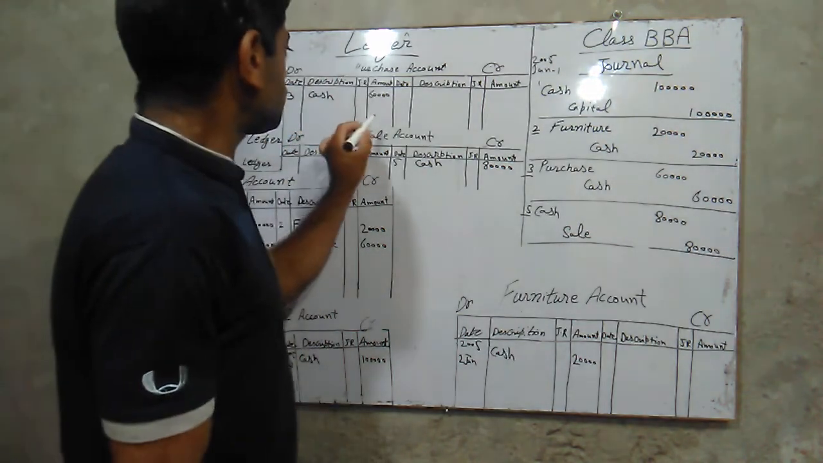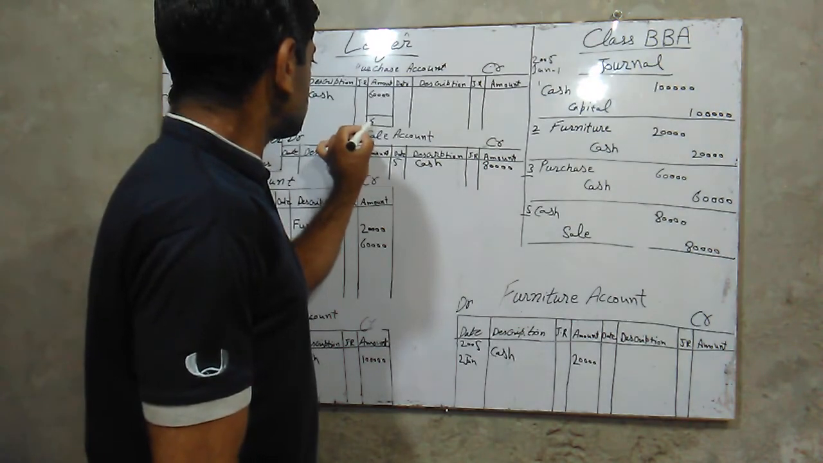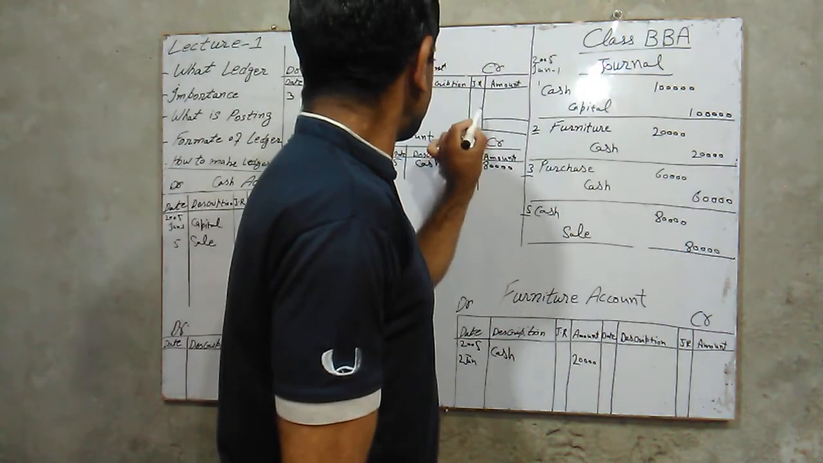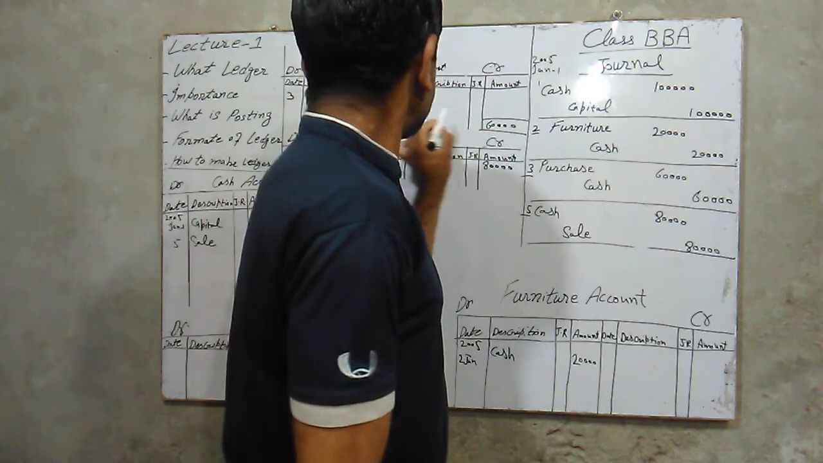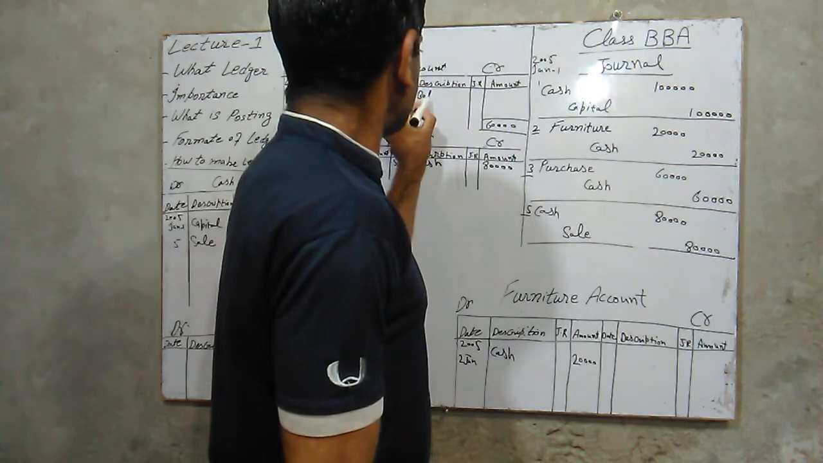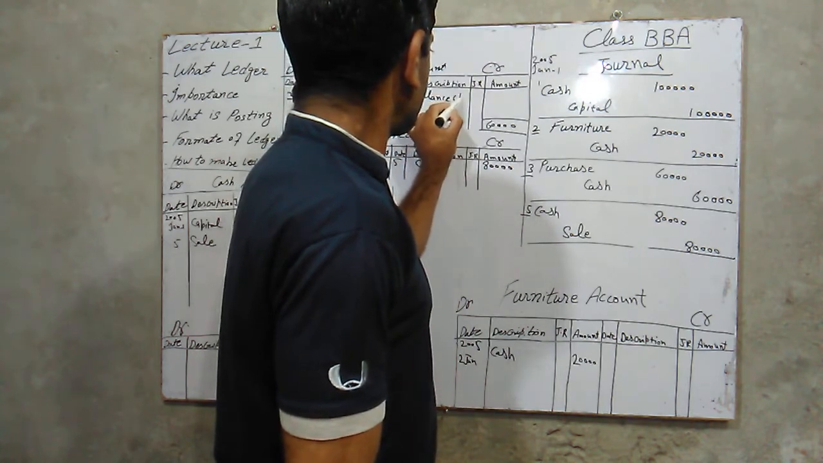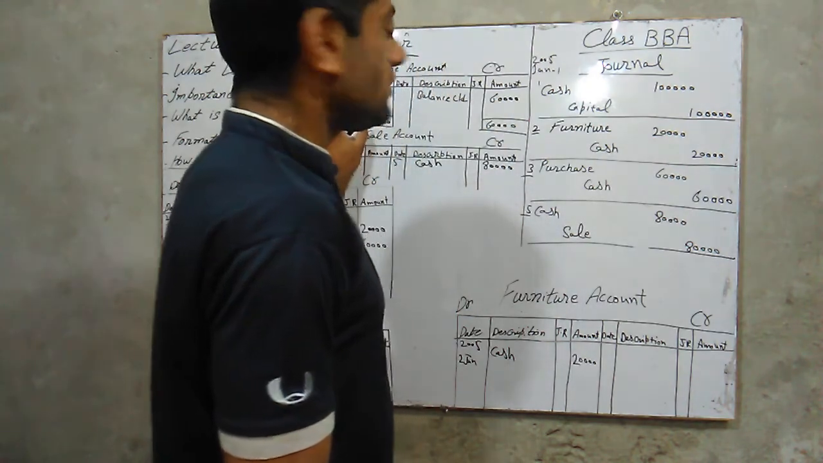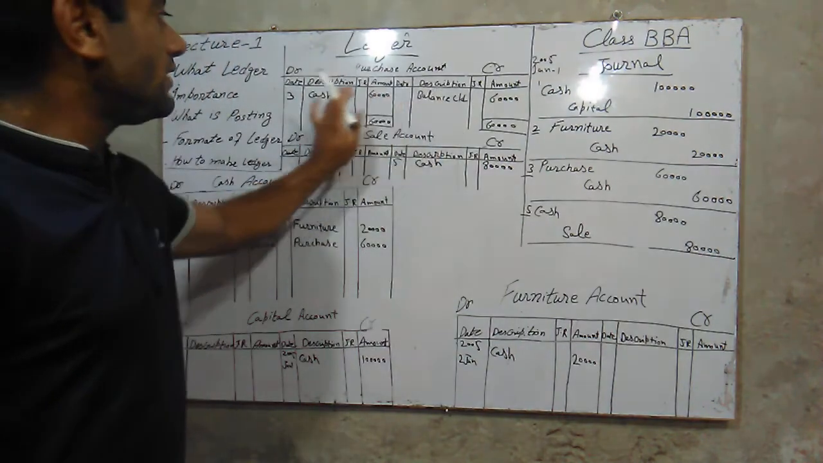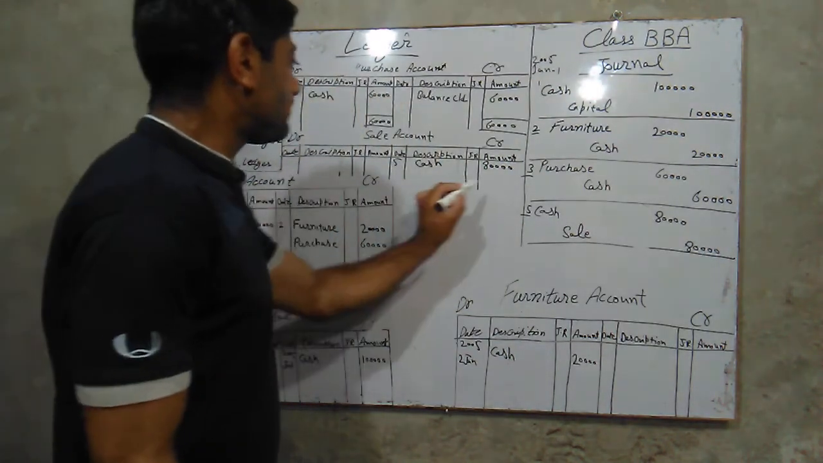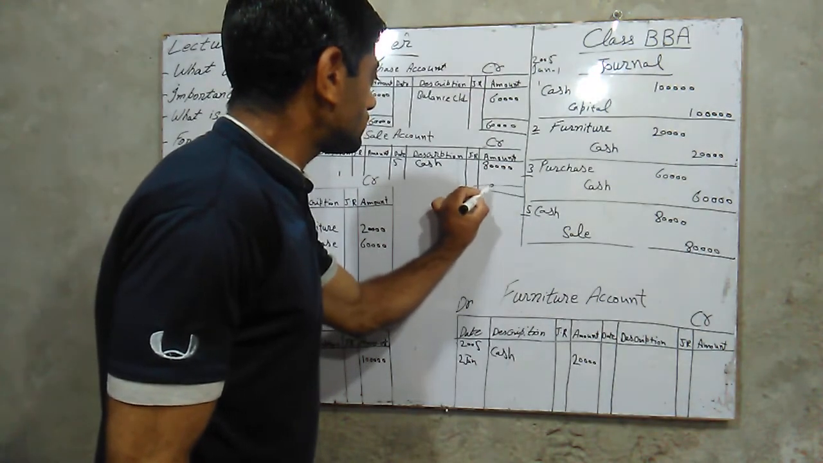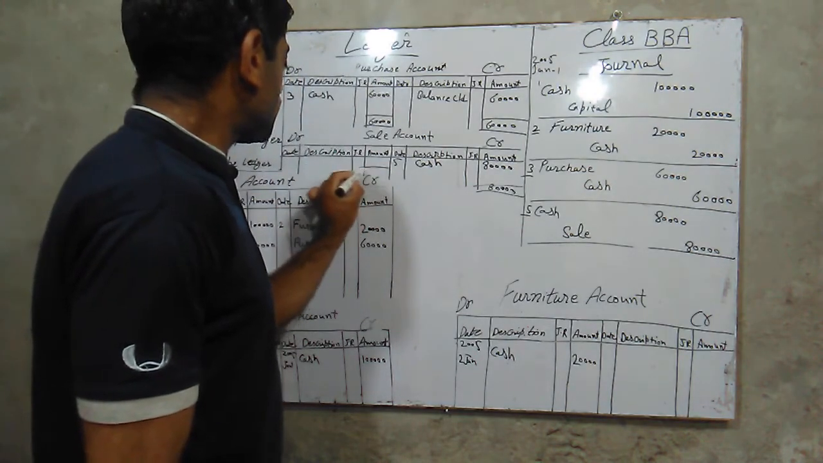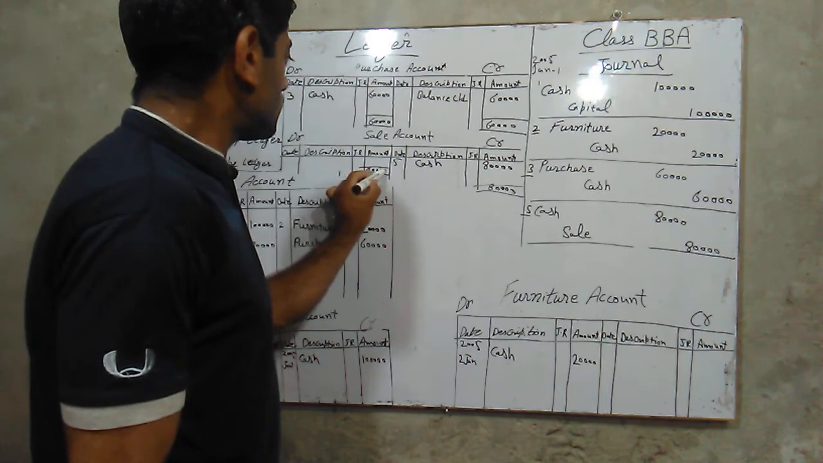So the first one has no balance, same. So the balance is debit balance because the debit side is greater than the credit side. So this is only a single side transaction, no debit side, so it's very easy. Same amount posted here and balance.